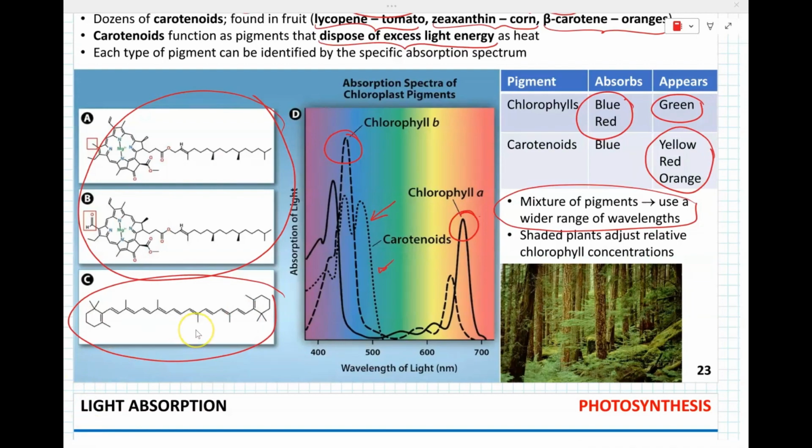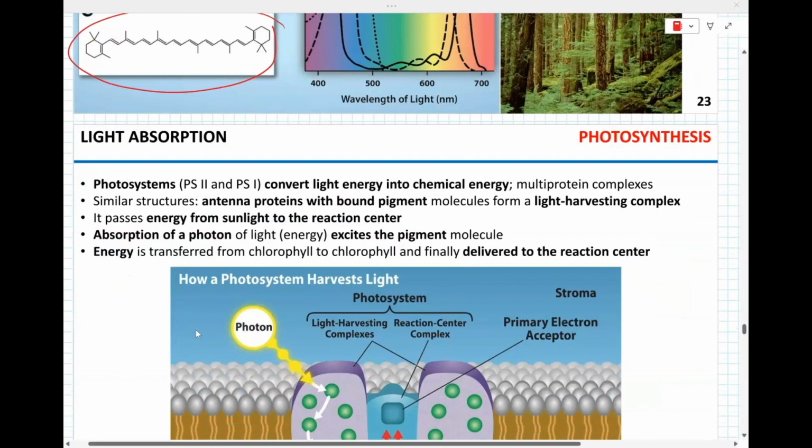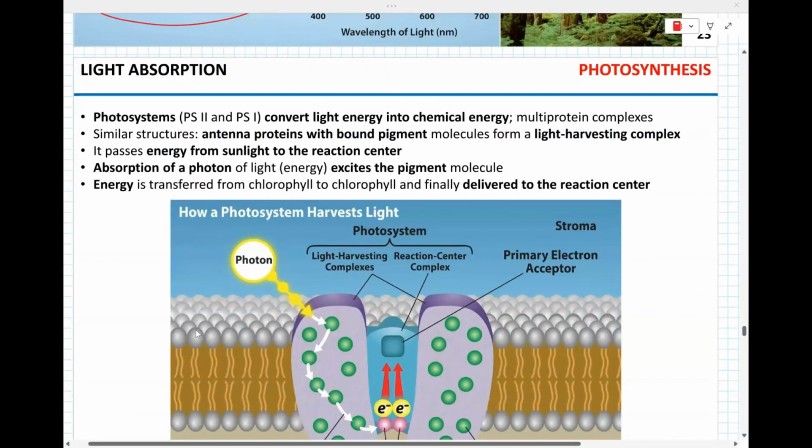So what essentially happens in photosynthesis when light is absorbed? The light-dependent reactions of photosynthesis depend on two photosystems: photosystem 2 that engages first, and photosystem 1. These photosystems convert the energy of light into chemical energy of ATP and NADPH. Each photosystem is essentially a multi-protein complex, but the structures of photosystem 2 and photosystem 1 are relatively similar.